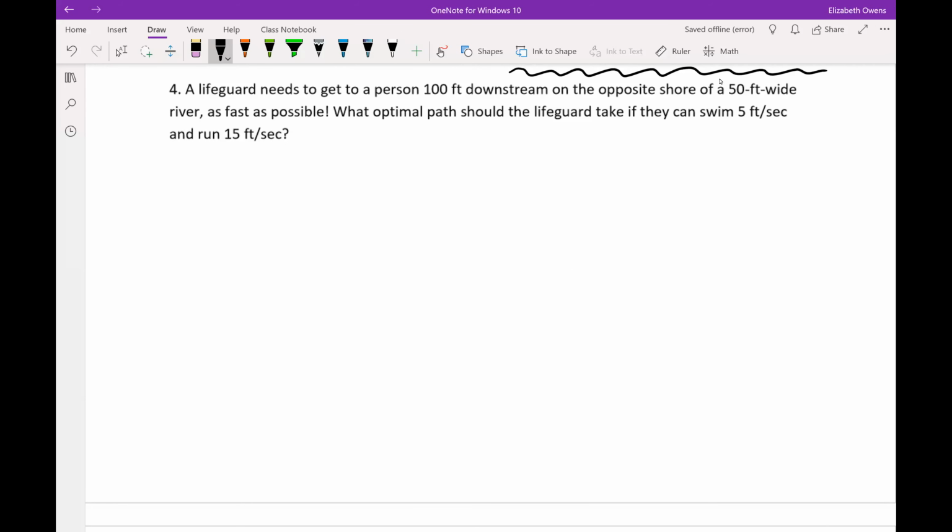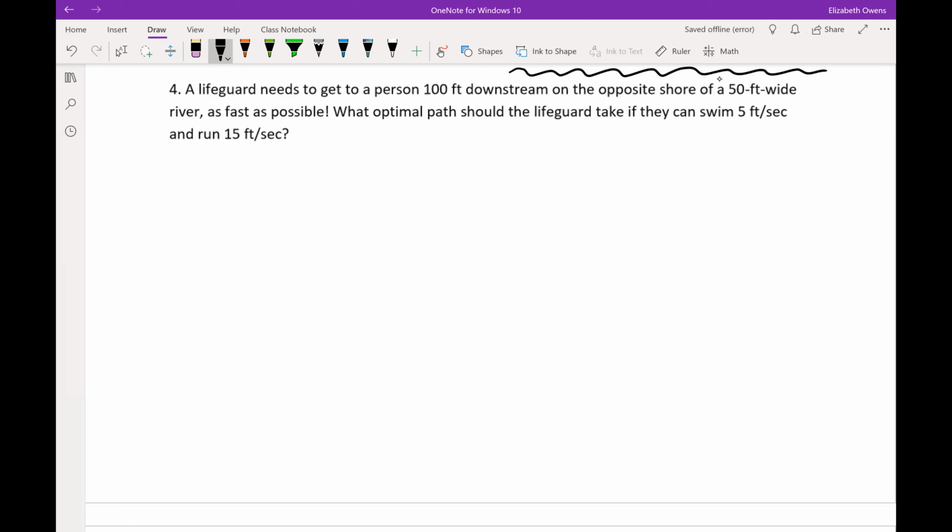Here's our last example from section 4.5 on optimization problems. And in this one, we are looking for an optimal path. Our scenario says that a lifeguard needs to get to a person 100 feet downstream on the opposite shore of a 50-foot wide river as fast as possible. What optimal path should the lifeguard take if they can swim 5 feet per second and run 15 feet per second?